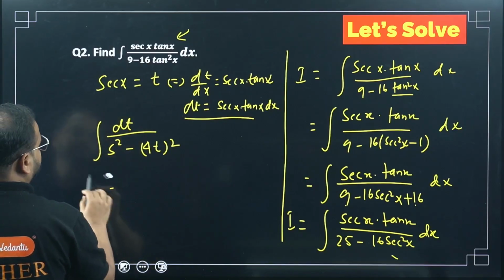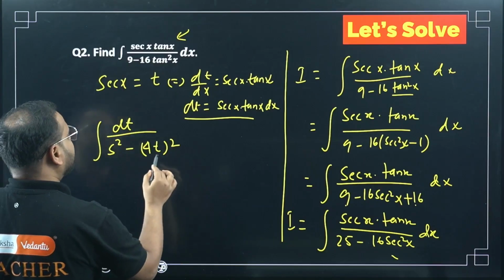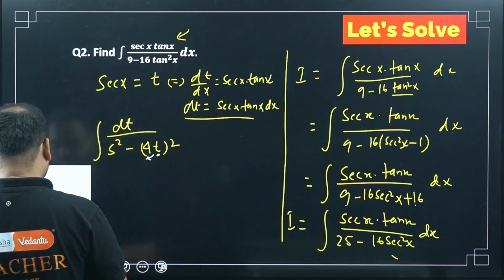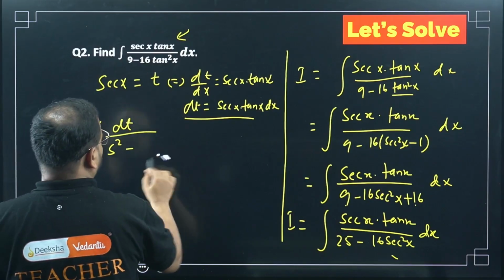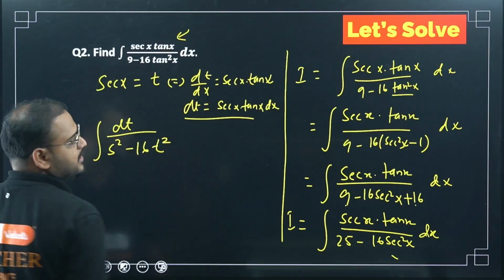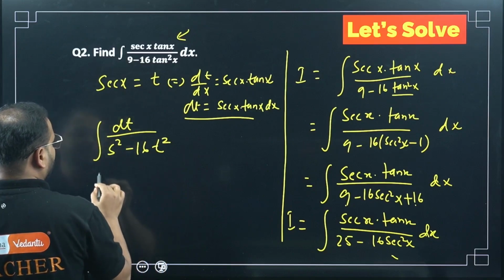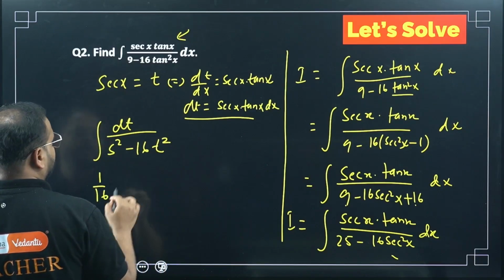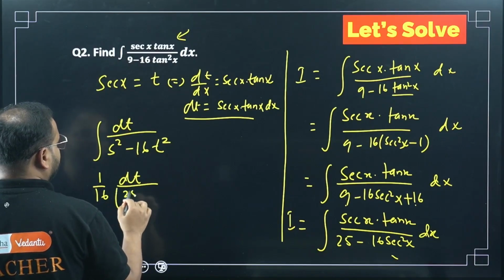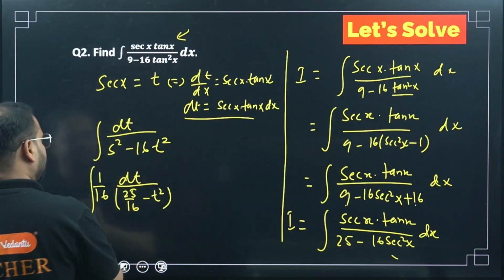Please forgive me, a blunder I was about to make. The coefficient of t square was always 1, so I have to take this 16 common. If you don't mind, I will rewrite this step. I write it as 16 t square. Take 16 common now. If you do that, what are you going to get? Please check. You're going to get 1 by 16 dt. This will be what? Tell me: 25 by 16 minus t square, the integration. Yes or no?